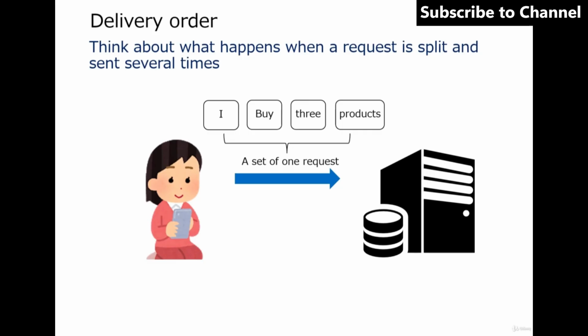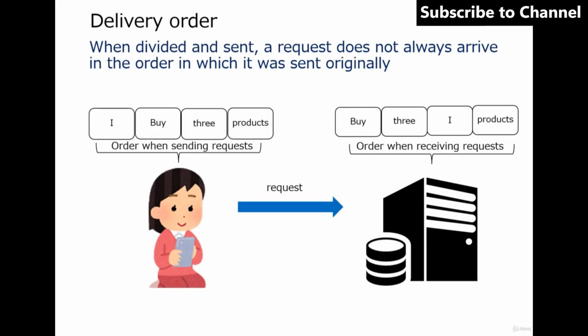The order of the request which the client sends is also important. Let's think about it like this. If requests have been split and sent several times, in the example below, where you send the request "I buy 3 products", these messages may be separated into data like "I", "products", "3", or "buy". On the client side, even if you send the request in the correct order, it's possible that the order will be lost while being sent over the network. So, it's possible that it ends up becoming a request the server cannot understand.